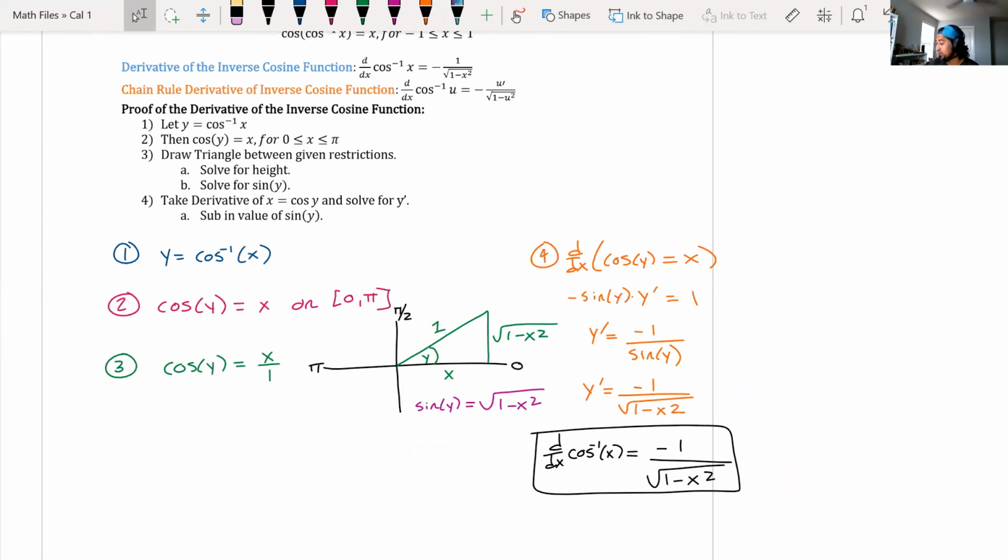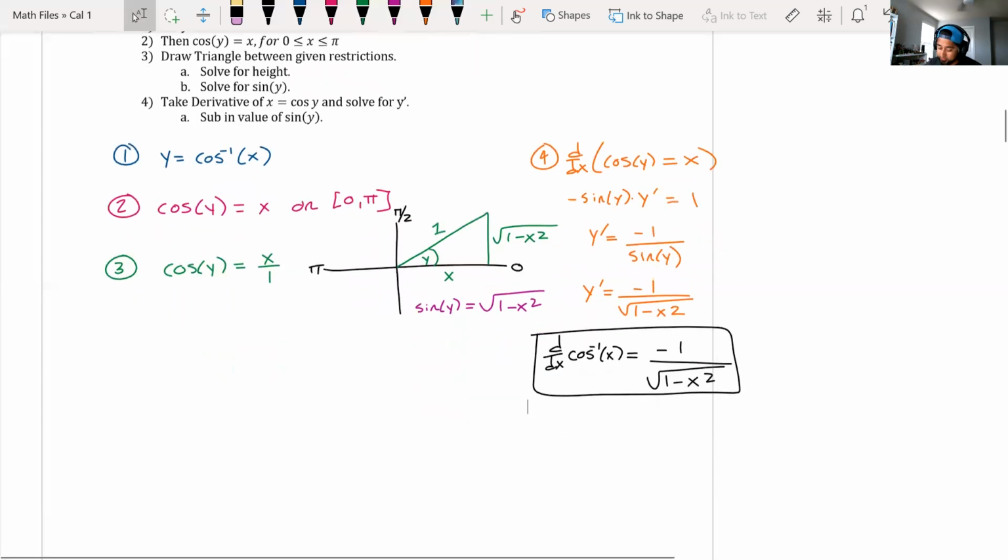Any questions on that? And again, I show you this because you're probably going to have to do it in your homework. All right. Everybody good? All right. So that's how you prove an inverse trig derivative. Use trig and calculus together.